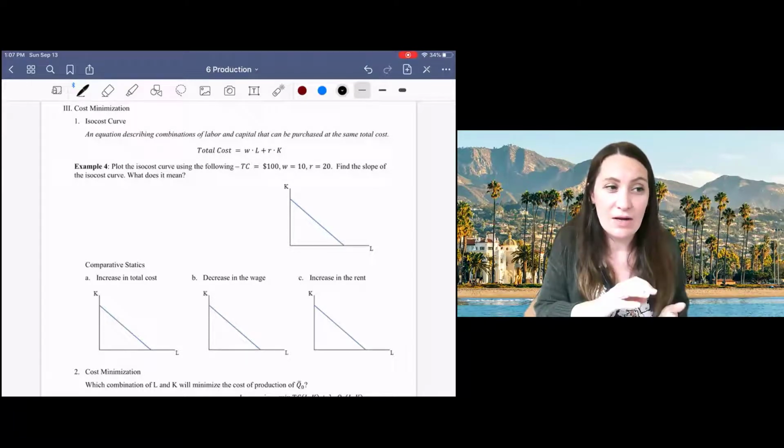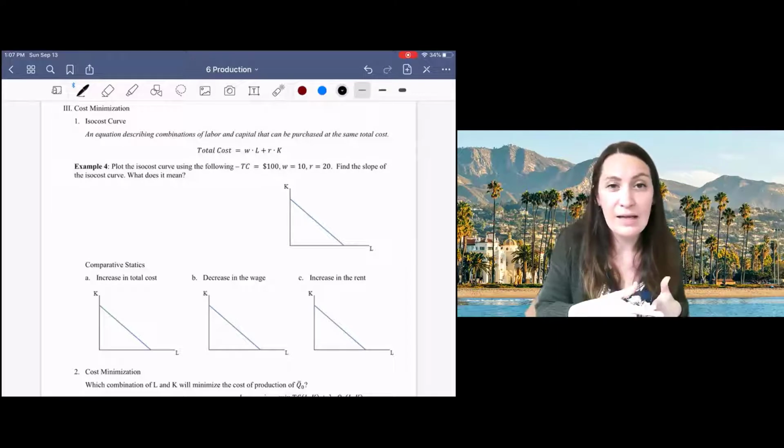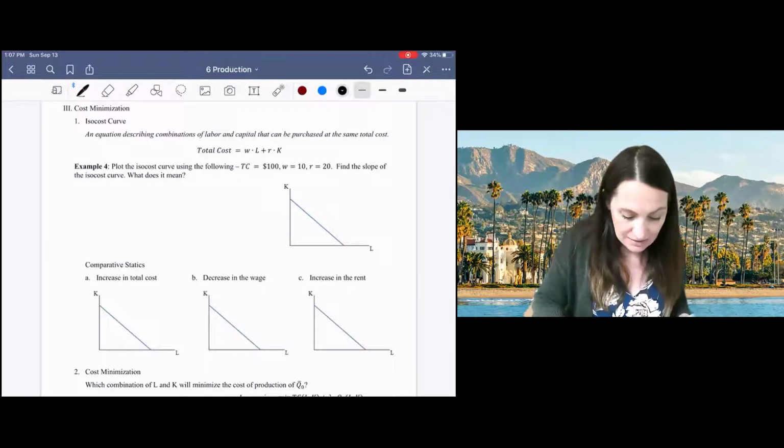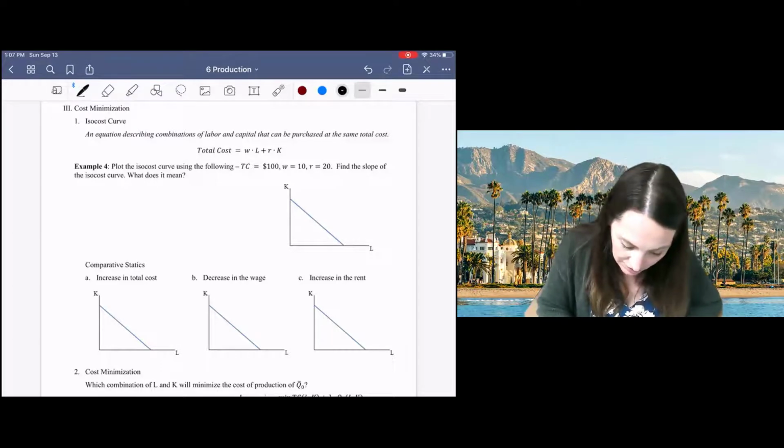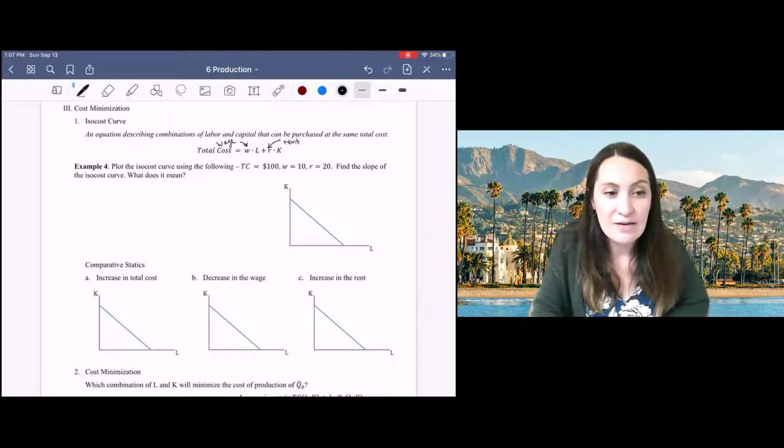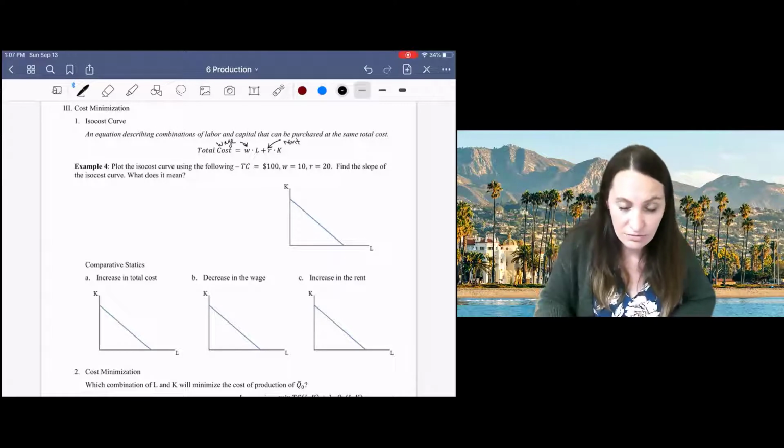So we're going to characterize now the isocost curve, which describes the relative cost of our inputs, labor and capital. And to do that, we need to define the price of labor and capital. The price of labor we call the wage, and the price of capital we call rent. So we've got wage times labor plus rent times capital, and we sum them together to get our total cost of production.